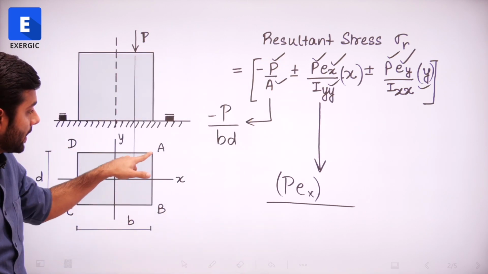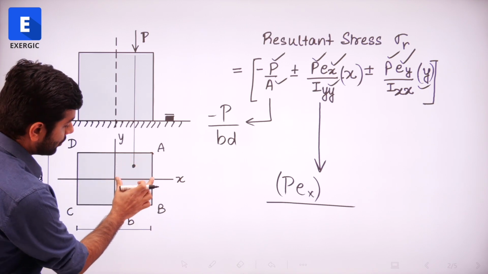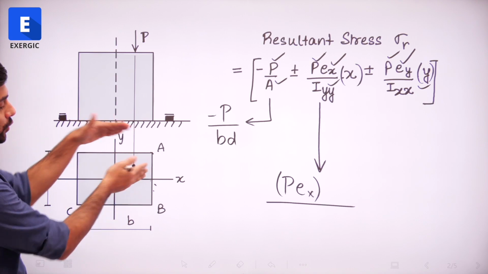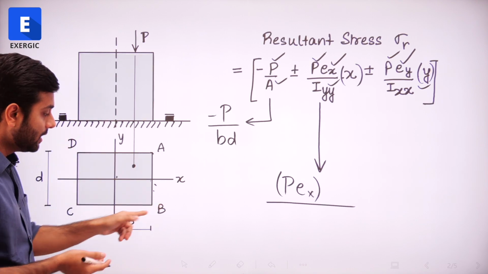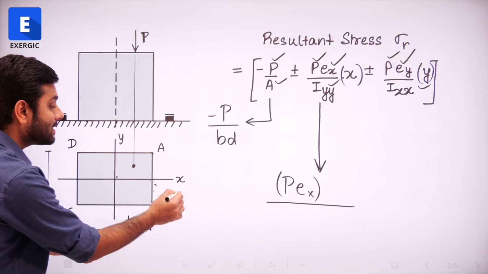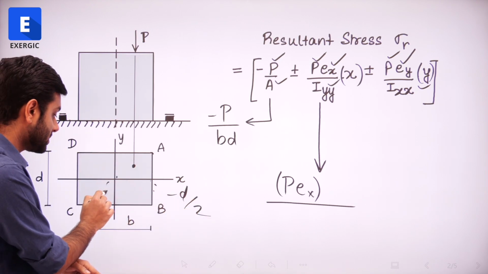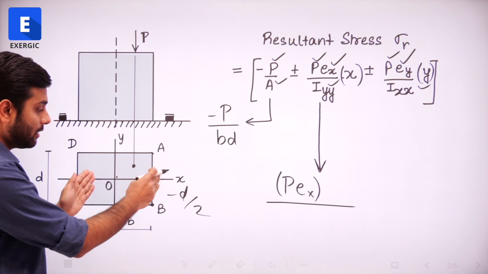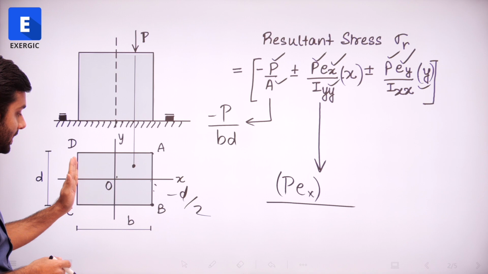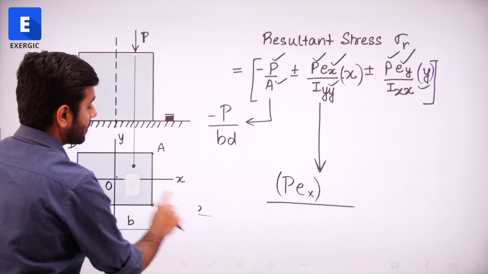So if you want to find out at A, what will be the value of X coordinate for A? This is the X coordinate, which is B by 2. And how much is the Y coordinate? D by 2. Similarly for B, X coordinate is still B by 2, but Y coordinate is minus D by 2. Getting the point, you have to put the value of X and Y with respect to origin. So here accordingly you have to do plus and minus. Similarly for C, X is minus B by 2 and Y is minus D by 2. So both the values are coming out to be negative.